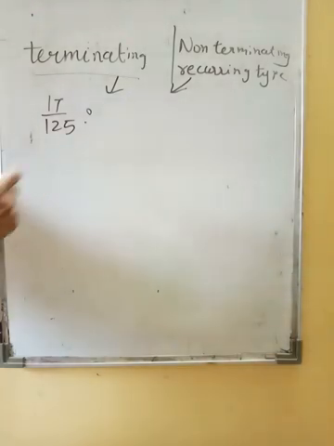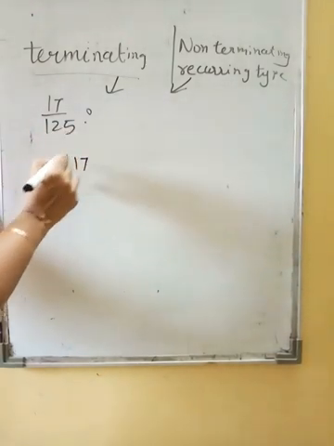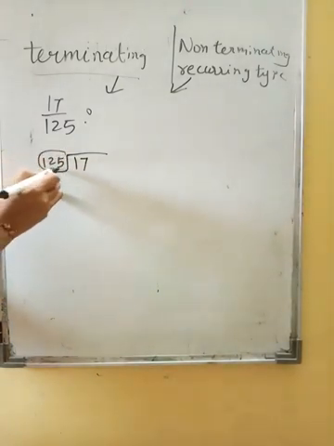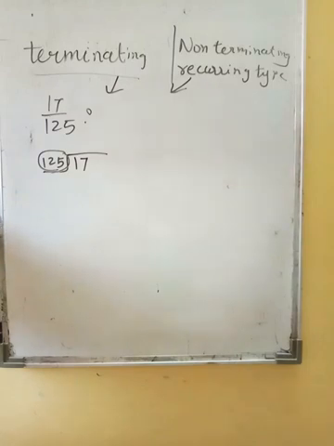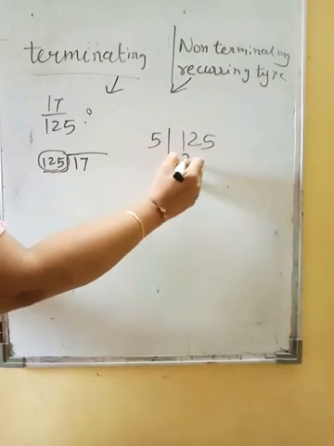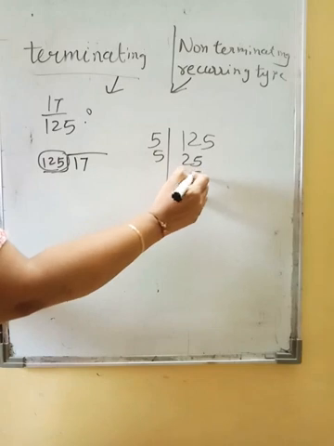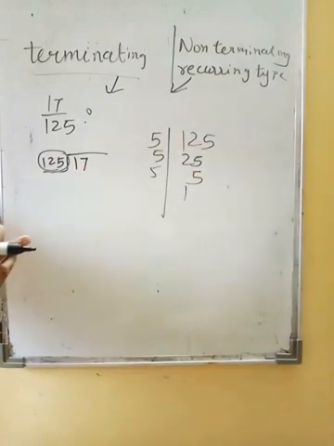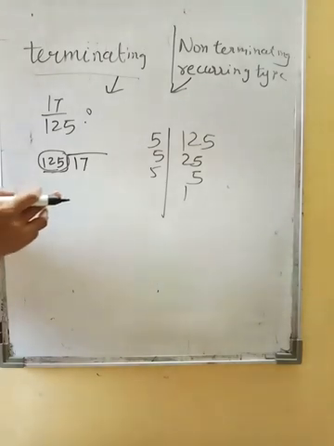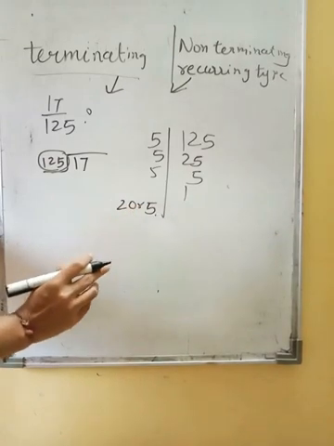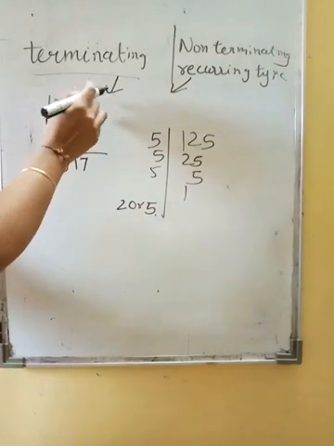Children, if you see, what do you have to do? Divide 17 by 125. Correct? So 125 is the divisor. Now you factorize this divisor. Factorize 125: divide by 5, 25, divide by 5, 5, divide by 5, 1. So you have factorized. And if you get all the factors as 2 or 5 only, then you will get the answer as terminating.